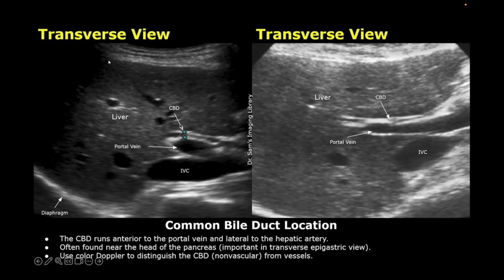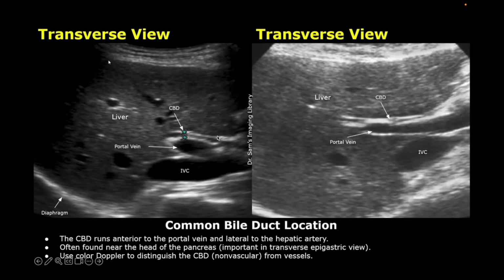On ultrasound, you've got to remember a couple of things. So the CBD runs anterior to the portal vein. So portal vein, CBD, and then lateral to the hepatic artery. It's not got a picture of it here. But remember, if something is running alongside the portal vein, it's probably going to be the CBD. CBD running alongside or anterior to the portal vein and then lateral to the hepatic artery.